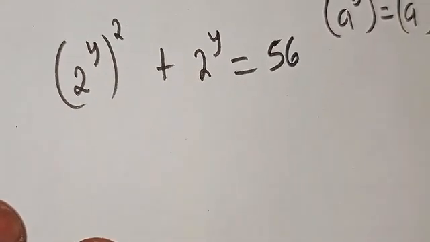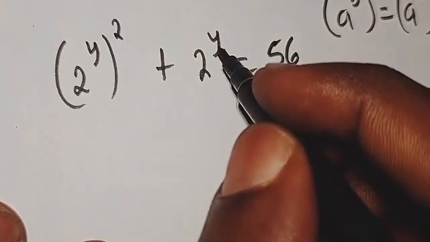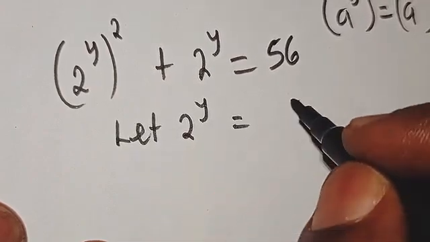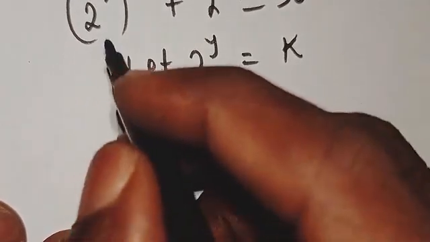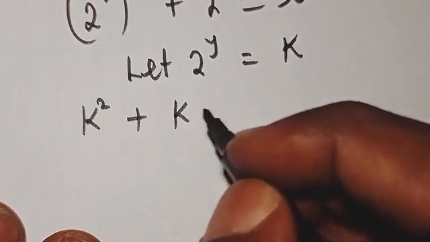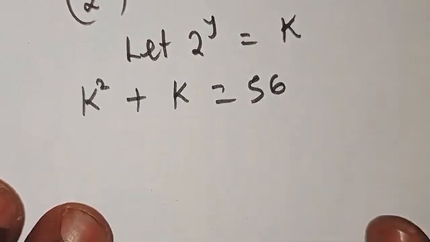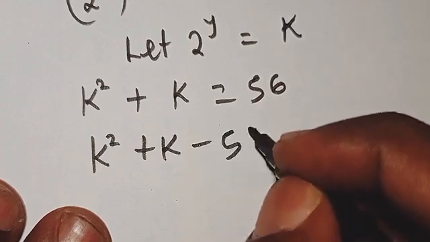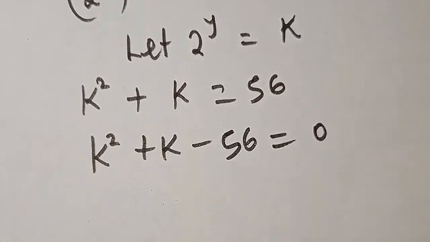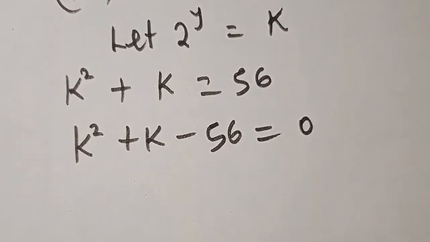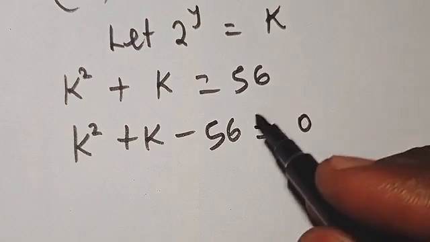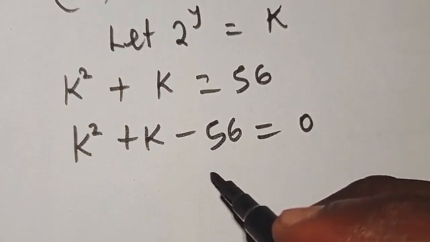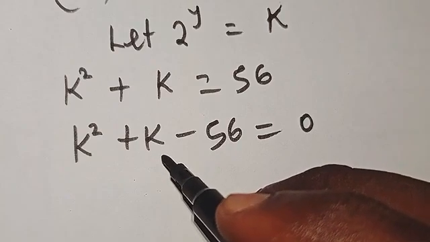Right, so from there, we see that 2 to the power of y is here, 2 to the power of y is here. So we can also let 2 to the power of y be k. So therefore, we're going to have k squared plus k equals 56, right? So we're going to have k squared plus k, I will transpose this to this side. We're going to have minus 56 equals 0. This is a quadratic equation in terms of k. So the next thing we're going to do is look for the two factors of 56 that when I multiply them together, we're going to have minus 56, but if I add them together, we are going to have plus 1.